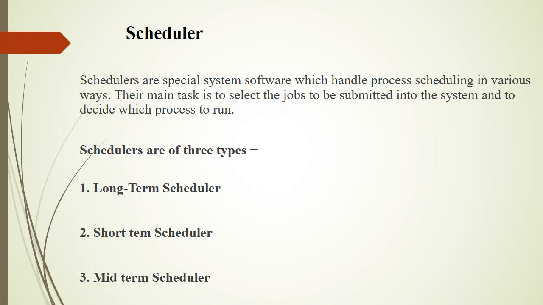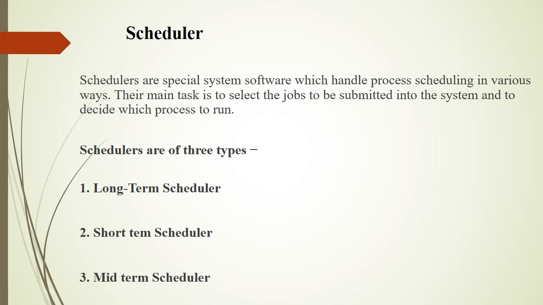Now we learn about the scheduler. Schedulers are special software which handle process scheduling in various ways. Their main task is to select the jobs to be submitted into the system and to decide which process to run. The main objective of every scheduler is to save time, increase the throughput and efficiency of the operating system, and reduce waiting time. The long-term scheduling algorithm, short-term scheduling algorithm, and mid-term scheduling algorithm are the three types of scheduler.